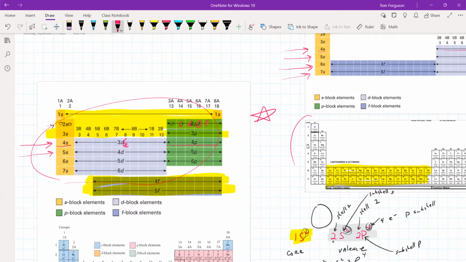Now, one way to remember that I teach my students is the D's are dumb. They're dumber than the S's. So they're 1 down. And of course, the F's are even further down. They're 2 down. Okay, so D's are 1 down, F's are 2 down from the S's. Okay, so let's look at iron now. Remember, iron again is 1, 2, 3, 4, 5, 6 into the D's.